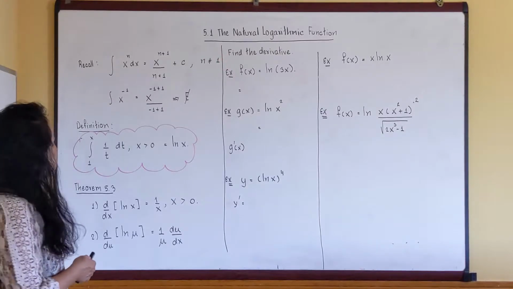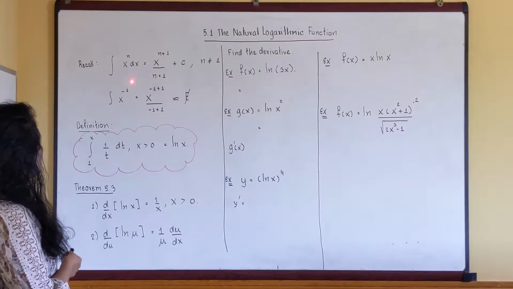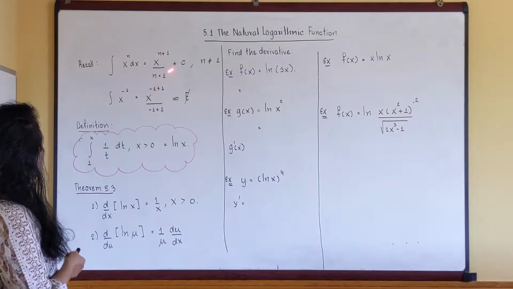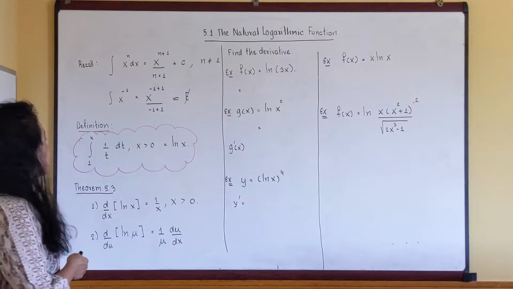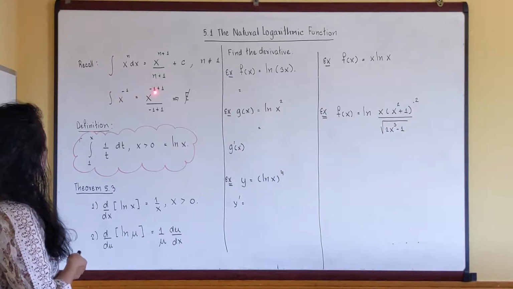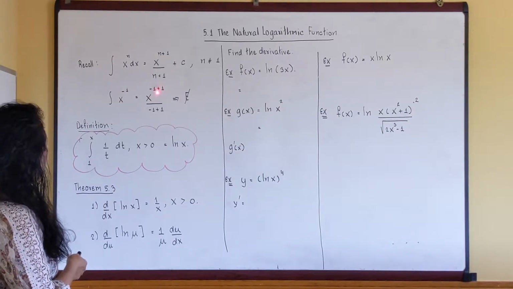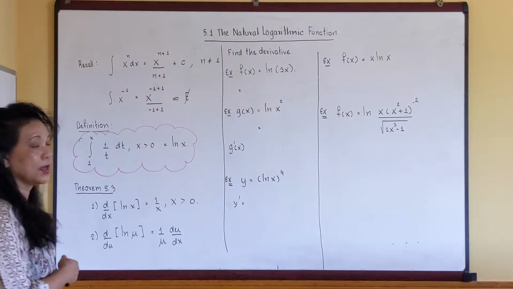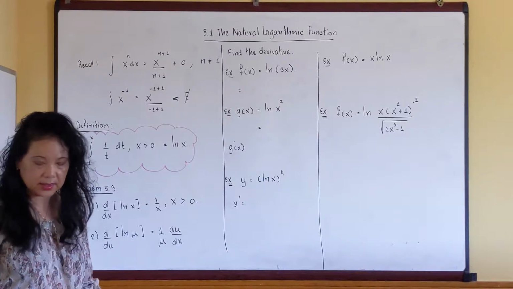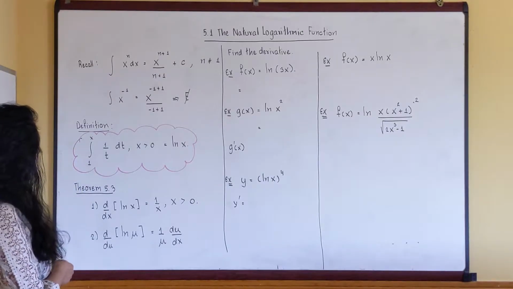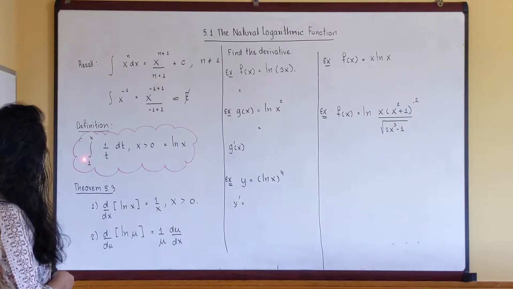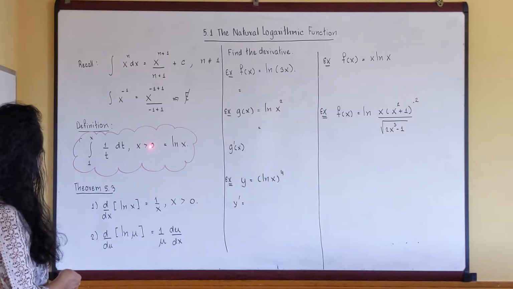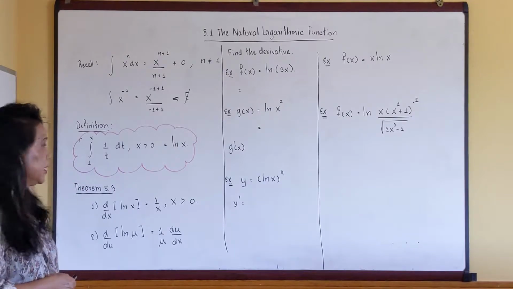The reason that n cannot be negative 1 is that if n is equal to negative 1, you're going to have negative 1 plus 1, which is x to 0. That's no problem, but the denominator is going to be 0, which is undefined, right? So the definition here is, if you have an integral from 1 to x of 1 over t dt, x greater than 0, you're going to have ln x.